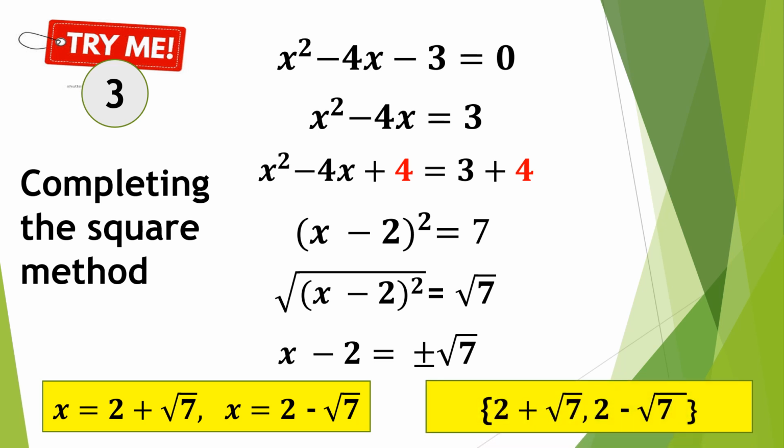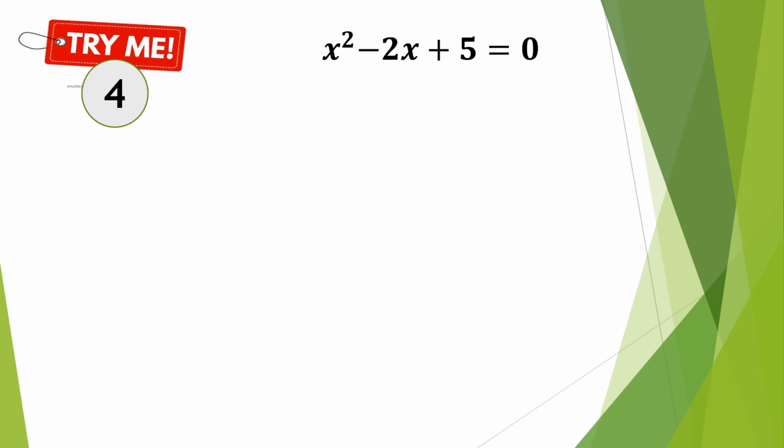For our last example, we have x squared minus 2x plus 5 equals 0. So again, notice it is expressed in standard form. So at this time, let's try to use the very common way using the quadratic formula.